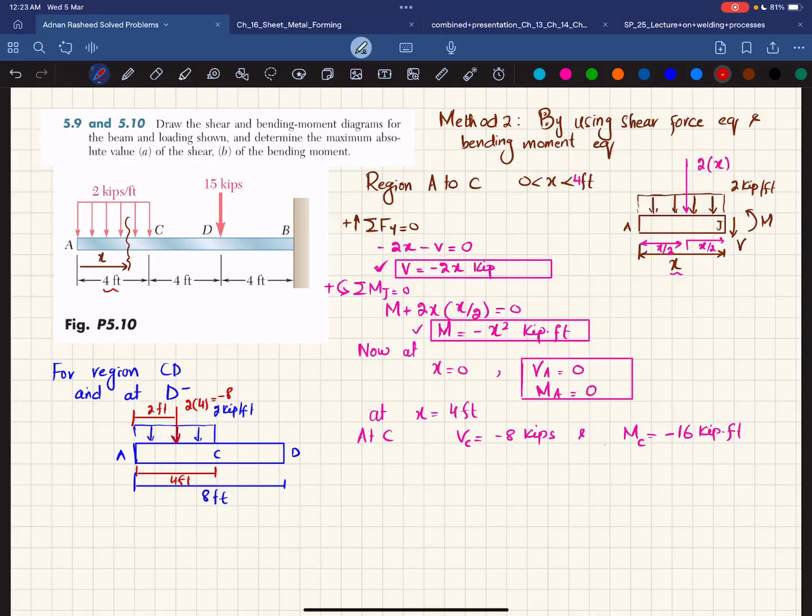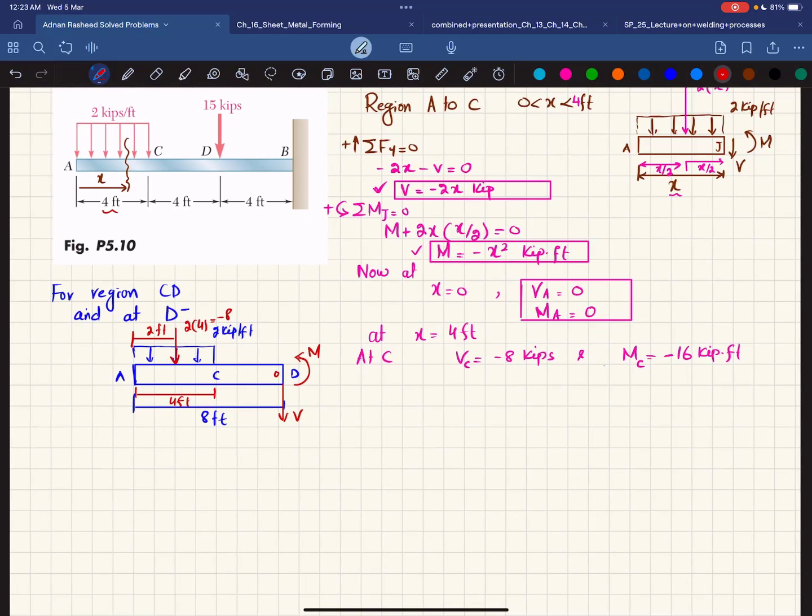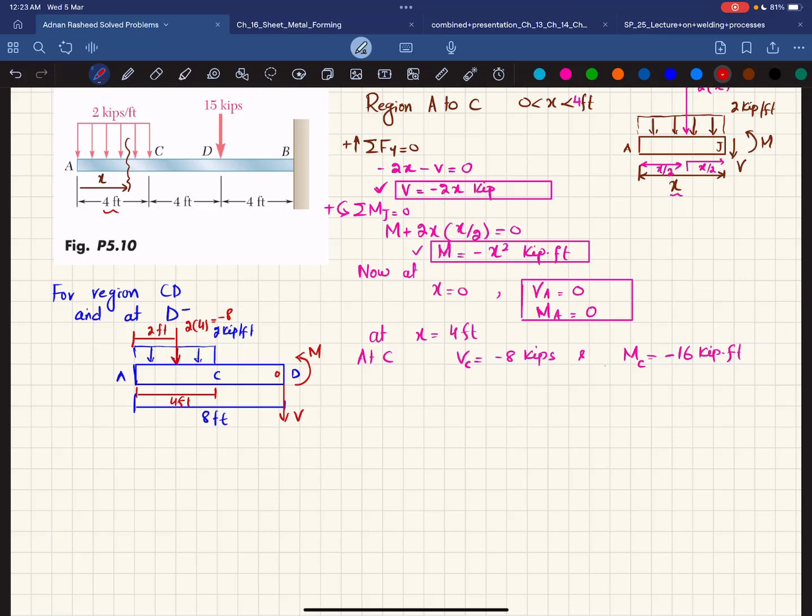So when you cut it at D minus, you will have a shear force V acting downward, and you will have a moment M as well. And this point is point O. So we'll find this V and M by using the equations of equilibrium. The first equation of equilibrium is that the sum of all forces along the y direction must be equal to 0, and upward force is taken as positive. So minus 8, which is acting downward, minus V is equal to 0. So minus V minus 8 is equal to 0. From here we will get V is equal to minus 8 kip.